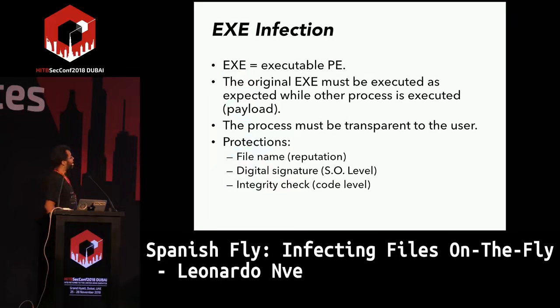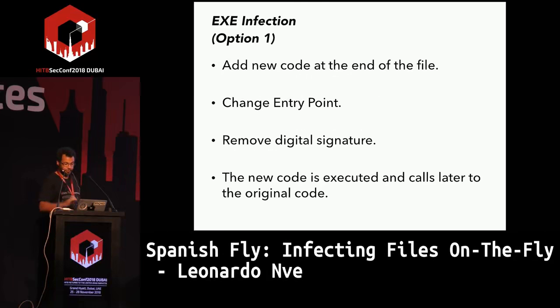Okay, this is what I'm going to demonstrate: the executable infection. As I said, the original exe file must be executed. The process must be transparent for the user, the target. And I have to take care of the file name, because of the reputation, Windows takes care about that. The digital signature is another protection, and the integrity check, as I said.